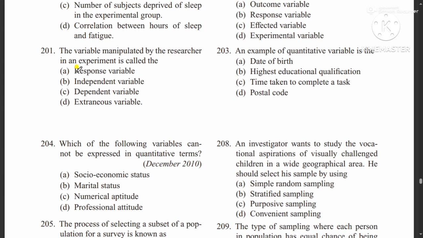The variable manipulated by the researcher in an experiment is called the. So option B is correct. Independent variable. Manipulated by the researcher in an experiment.